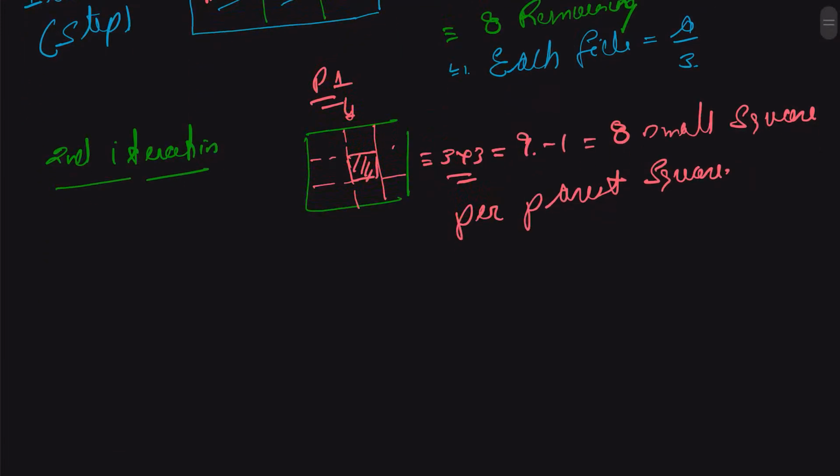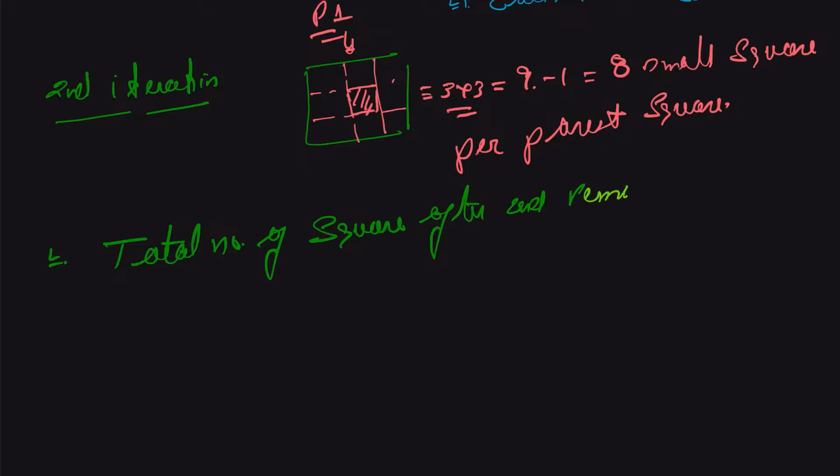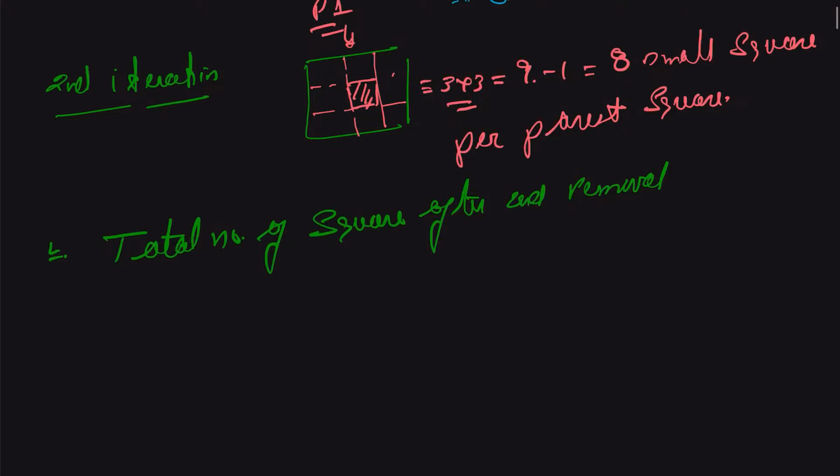So the total number of squares after the second iteration, or we can say second removal, will be 8 from the first iteration multiplied by 8 per square, which gives a total of 64 squares in the second iteration.